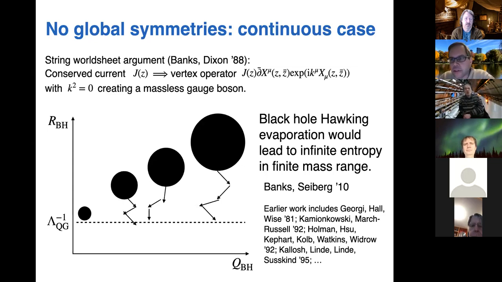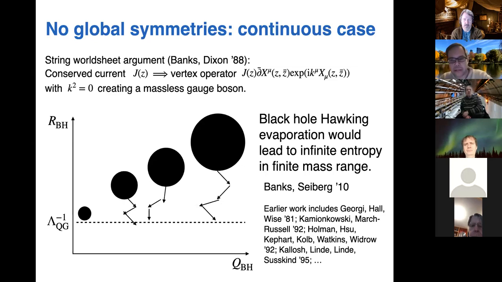But I think the intuition that a lot of people have about this really comes from thinking about black holes, and again goes back to Hawking and others in the 70s. The idea is roughly that if you imagine having some global symmetry like baryon number, you would think, why can't I just throw baryons into black holes and make the baryon number disappear? And one version of that argument that's relatively sharp was written down by Banks and Seiberg about 10 years ago.